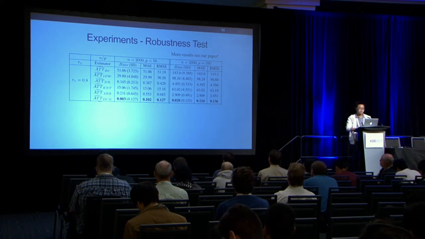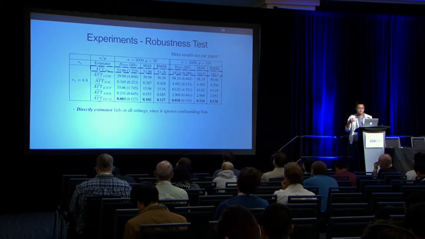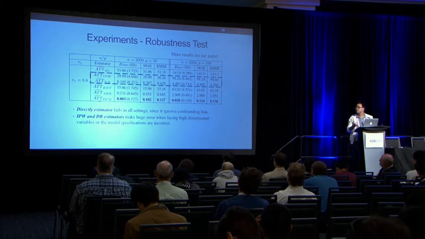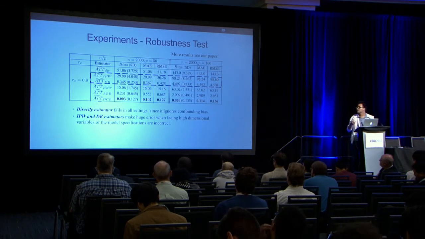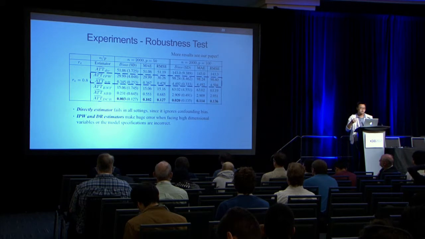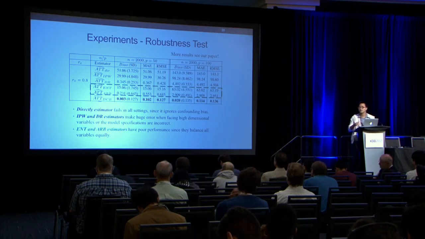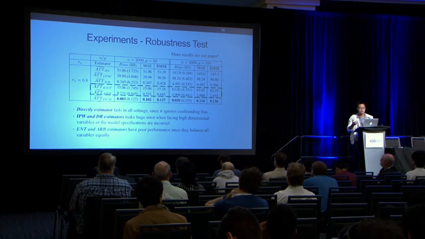reported in our paper. From the result, we find that the direct estimator fails in all settings, since these methods ignore the confounding bias in data. And the IPW and doubly robust methods make a huge error when facing high-dimensional variables or when the model specification is incorrect. The entropy balance and approximate residual balance have poor performance because they treat all the observed variables as confounders and balance them equally.